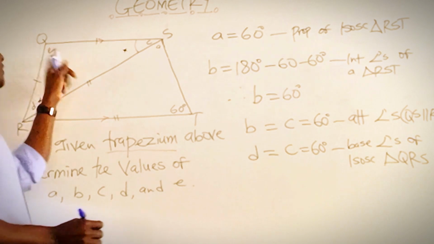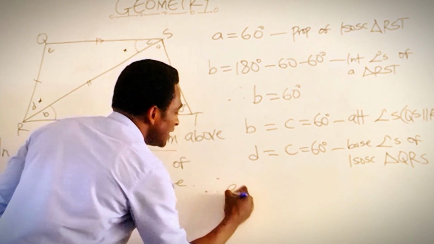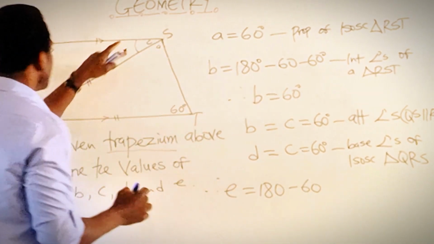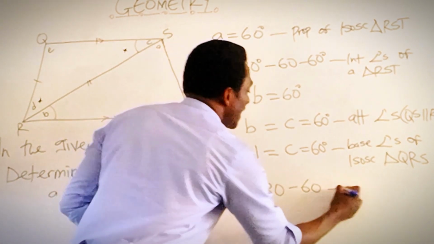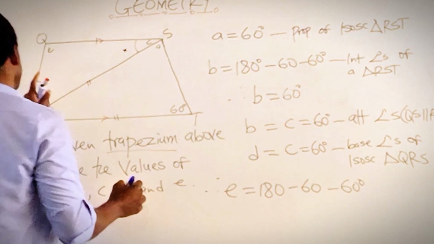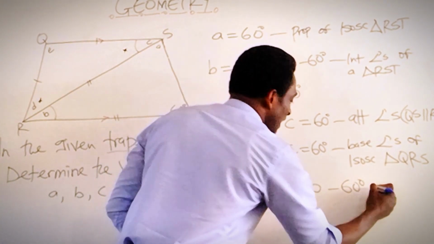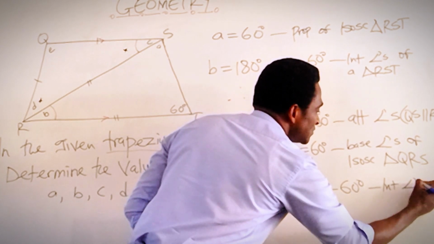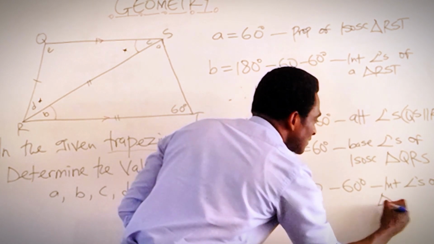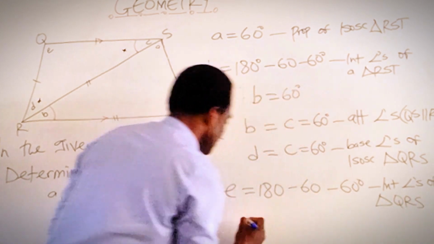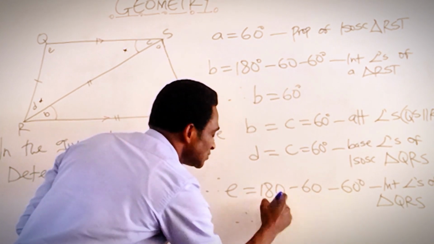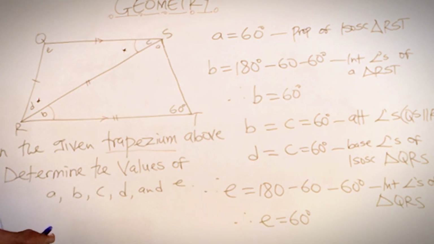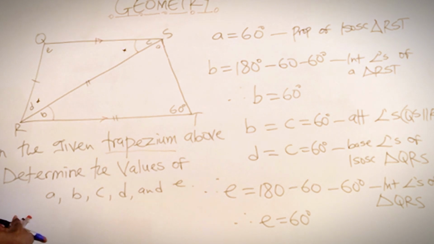Now we can go to E. Therefore, our E will be 180 minus 60, which is C, minus 60, which is D. And that will give us sum of interior angles of triangle QRS. Therefore, our E is equals to 60 degrees as well.